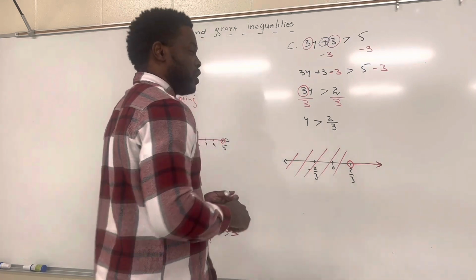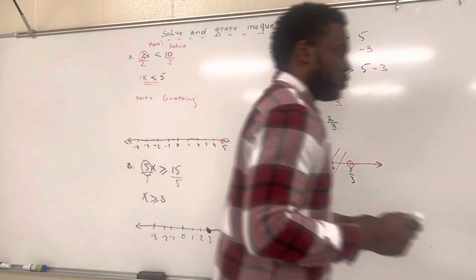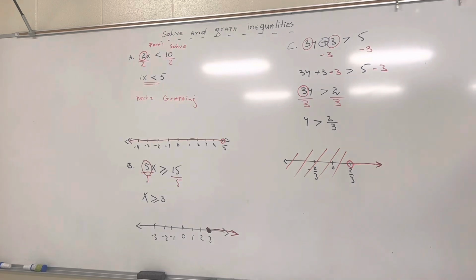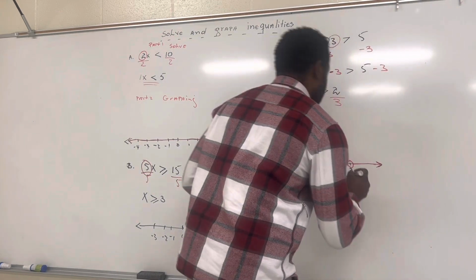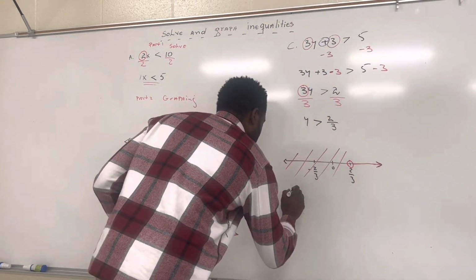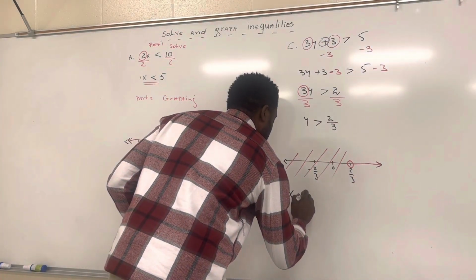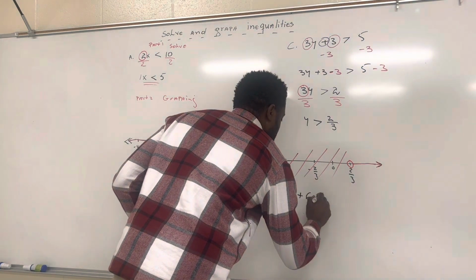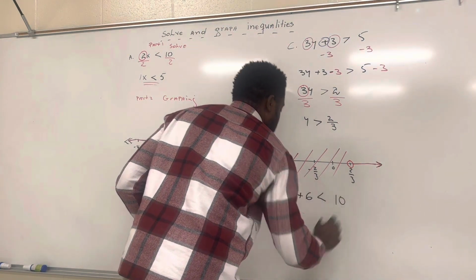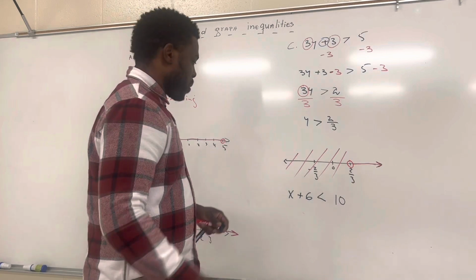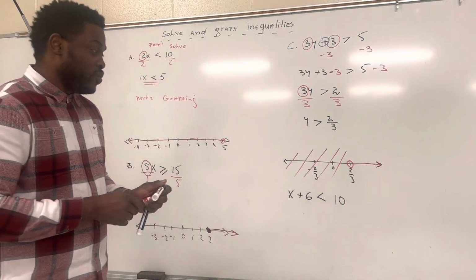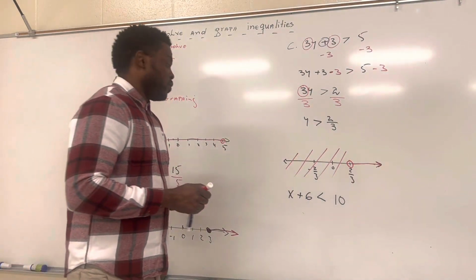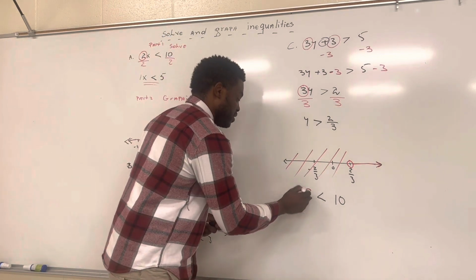Good. So now let's do another example. Let's do x plus 6 less than 10, right? So look at this carefully. What number do we need to get rid of here? We need to get rid of 6.